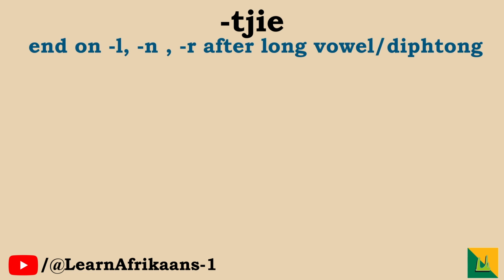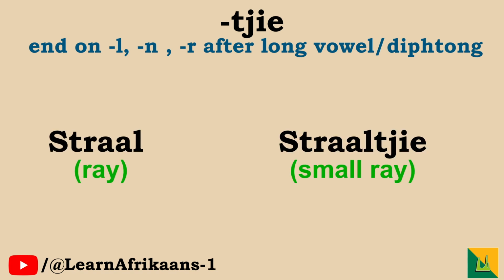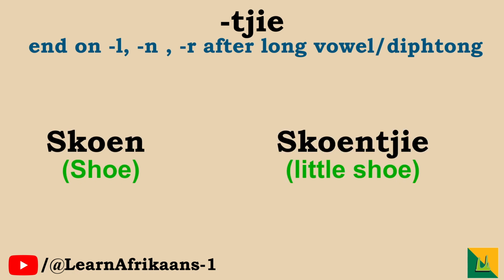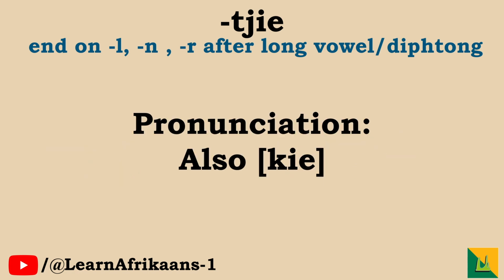Or for words ending in L, N, or R that come after a long vowel or diphthong, soos straal, straaltjie, skoen, skoentjie. Once again, the pronunciation is ki.